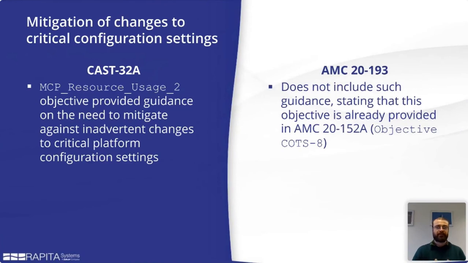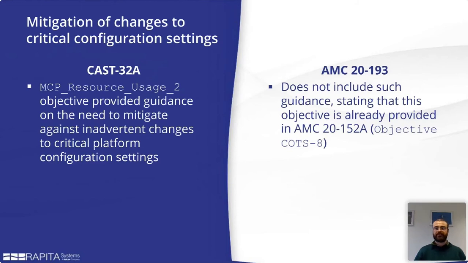The next area that we're going to look at that has been changed, and this is quite a major change, is looking at the critical configuration settings. In CAST-32A, there was an objective, MCP resource usage 2, and this objective provided guidance on the need to mitigate against the inadvertent changes to critical platform configuration settings. Now in AMC 2193, this guidance has disappeared. The objective MCP resource usage 2 still exists as a placeholder, but it's now a reserved objective.